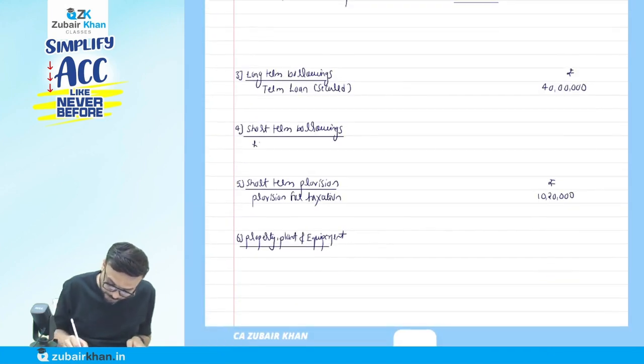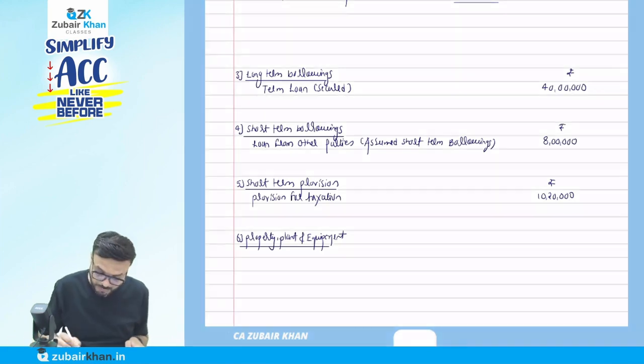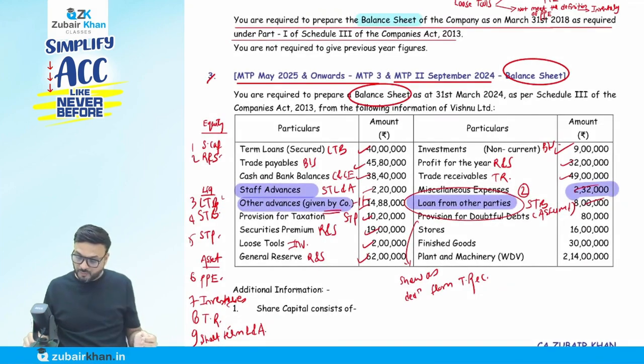Loan from other parties. Write down in bracket, assumed short-term borrowing. Okay, how much is the amount? 8 lakh. So write down there 8 lakh. Okay, then we have here provision for doubtful debt.